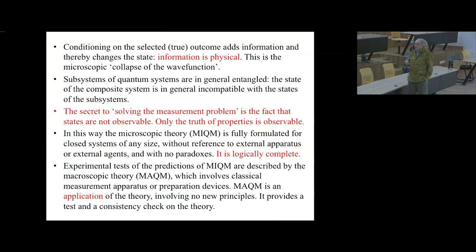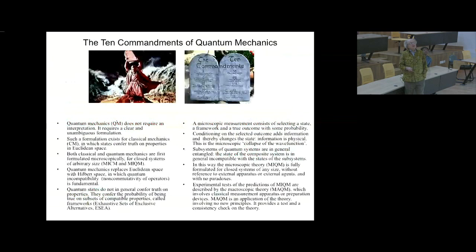The macroscopic Born rule follows from the microscopic with natural assumptions about coherence, which have been tested on models. So it provides a consistency test of the theory, but it is not a new theory. As I said, microscopic quantum mechanics is logically complete. This is just a summary.